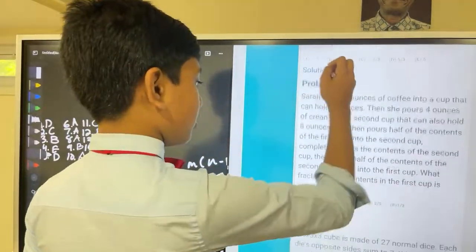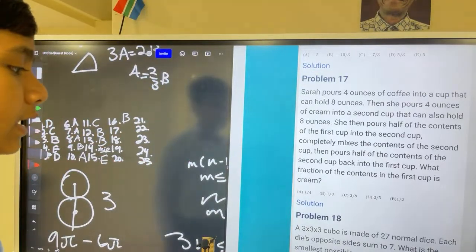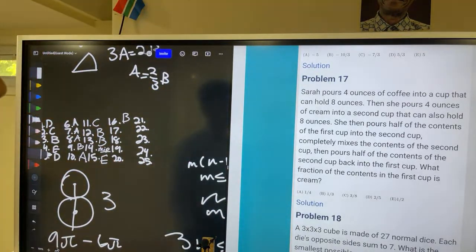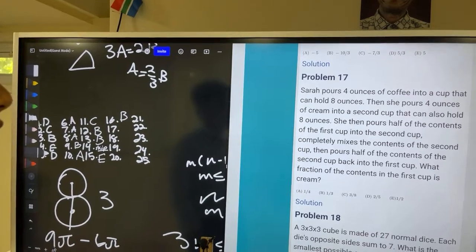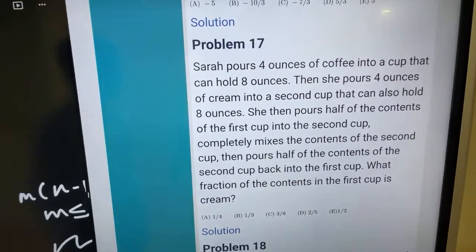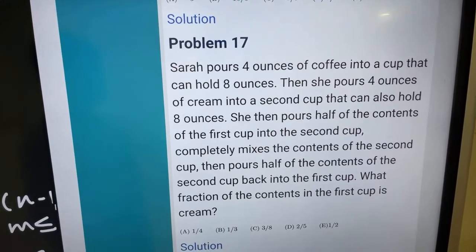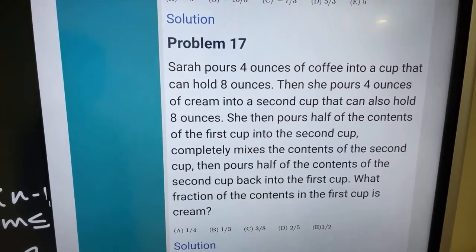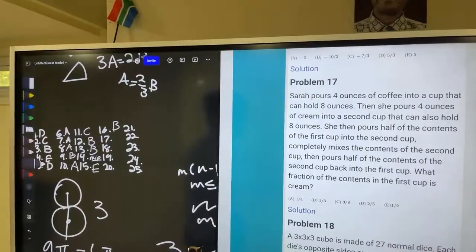17. Sarah pours 4 ounces of coffee into a cup that can hold 8 ounces. Then she pours 4 ounces of cream into a second cup that can also hold 8 ounces. She then pours half of the contents of the first cup into the second cup, completely mixes the contents of the second cup, then pours the first cup as cream.